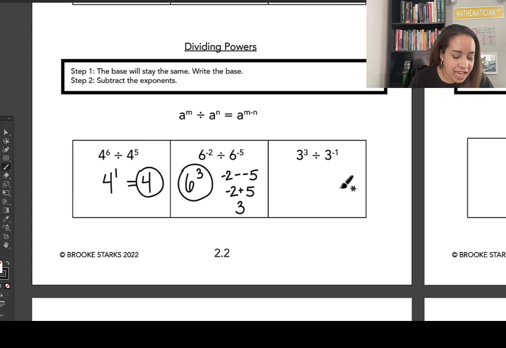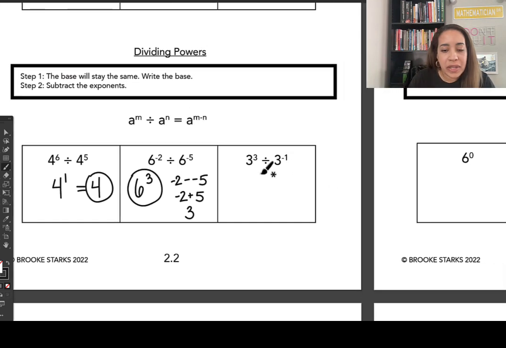Let's look at this last example. We've got 3 to the 3rd power divided by 3 to the negative 1st power. So we've got more negatives to work with. The base stays the same, and whenever we see a division problem, we subtract the exponents. So we are doing 3 minus negative 1. We can say keep, change, change.